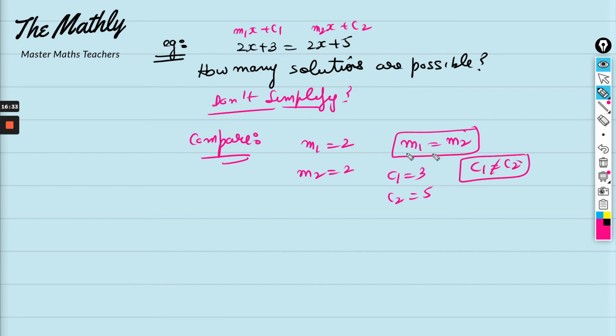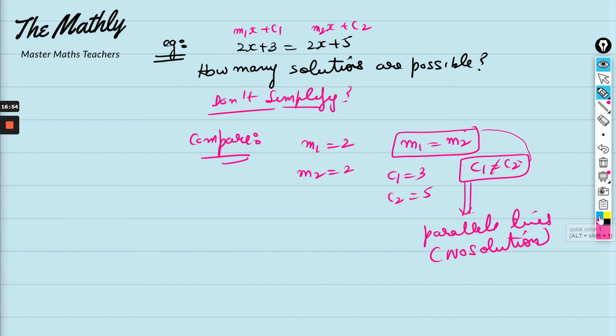So this is a condition for what? This is a condition for parallel lines, isn't it? And parallel lines have no solution. I hope you agree. So I can say that no solution is possible for this. I hope the things are clear now.